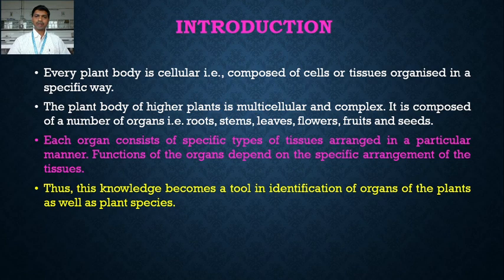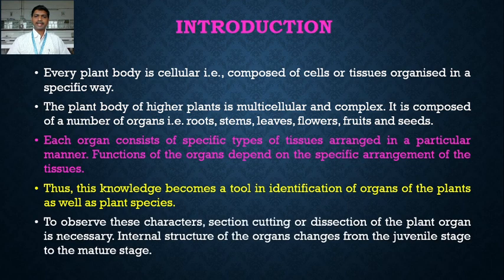So the knowledge of the arrangement of the tissues, the different types of tissue that are produced in the different organs of the plant, becomes a tool in identification of the organs of the plant as well as the plant species. The knowledge of anatomy has been used in taxonomy for identification, nomenclature and the classification of the different plant species into different groups.